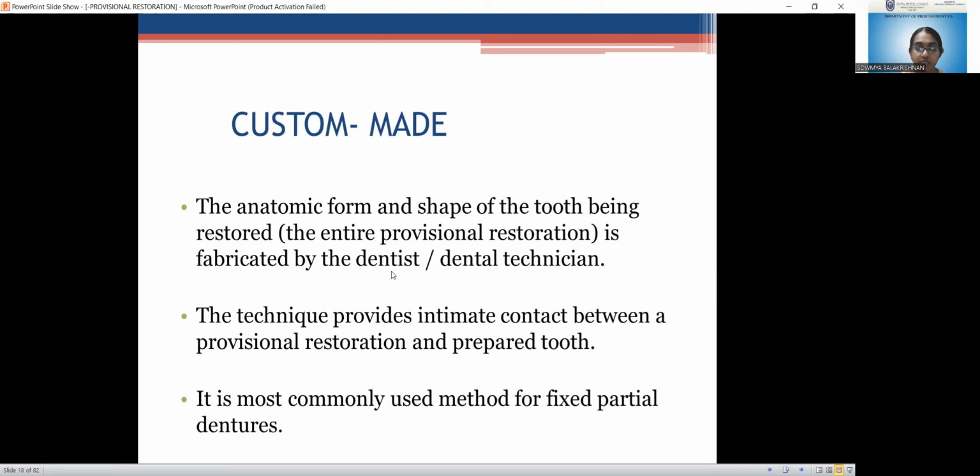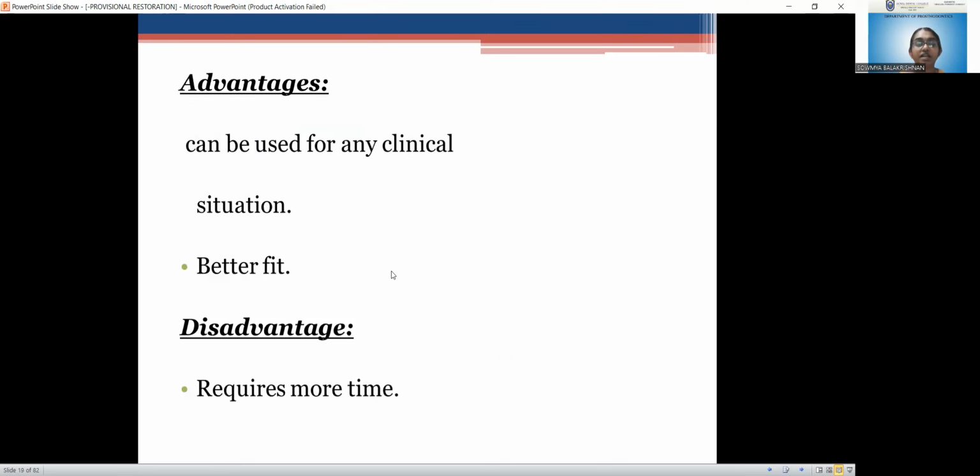The advantage with this technique is that the provisional restoration has more adaptation to the tooth, because there will be intimate contact between the provisional restoration and the prepared tooth. This type is most commonly used for fixed partial dentures. The advantages are that it can be used for any clinical situation and it has a better fit.